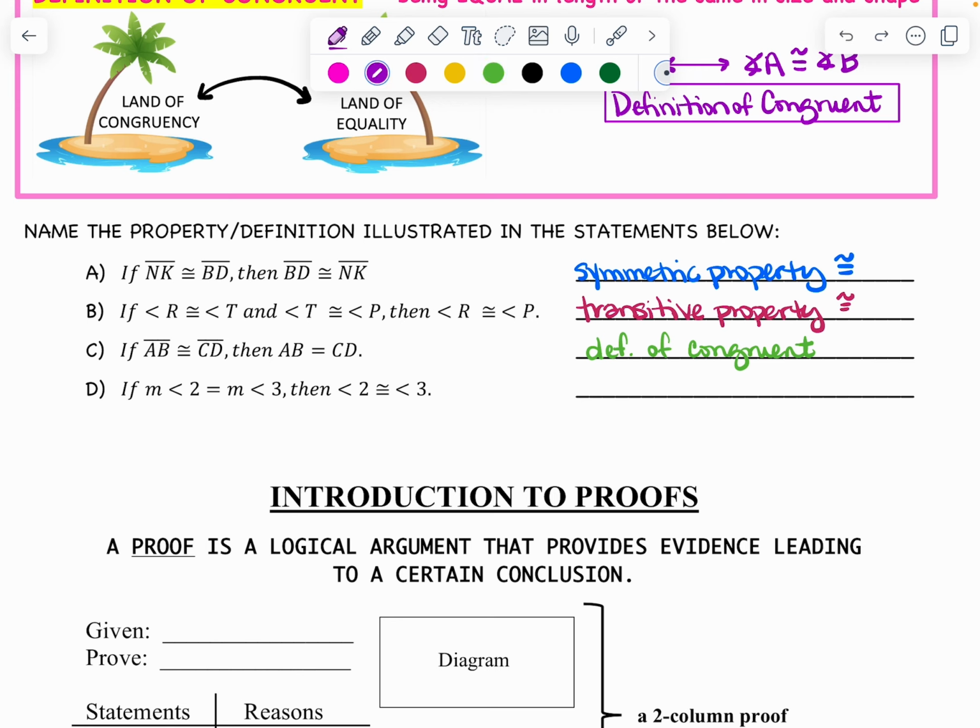And then the very last one is the measure of angle 2 equals the measure of angle 3. So therefore, angle 2 must be congruent to angle 3. And so hopefully you're saying, well, that's also definition of congruent. Right? Because again, the 2 and the 3 are both still there. They're both on the same sides as they started on. The only difference is on the left, on the hypothesis, I was in the land of equality, and then I switched over and wrote it as a congruency statement.